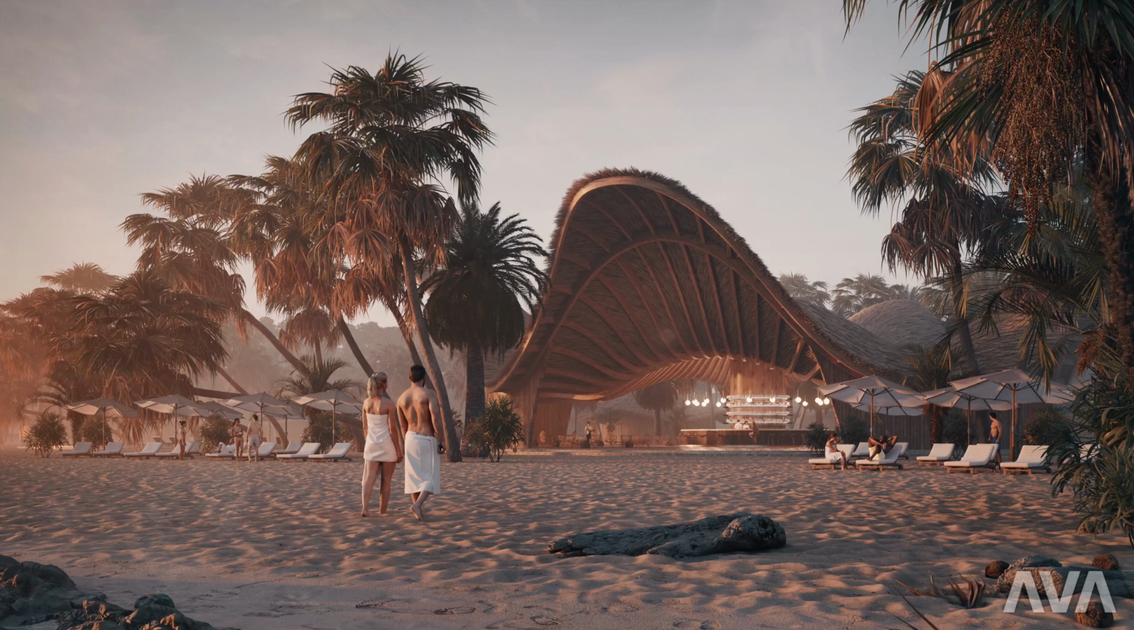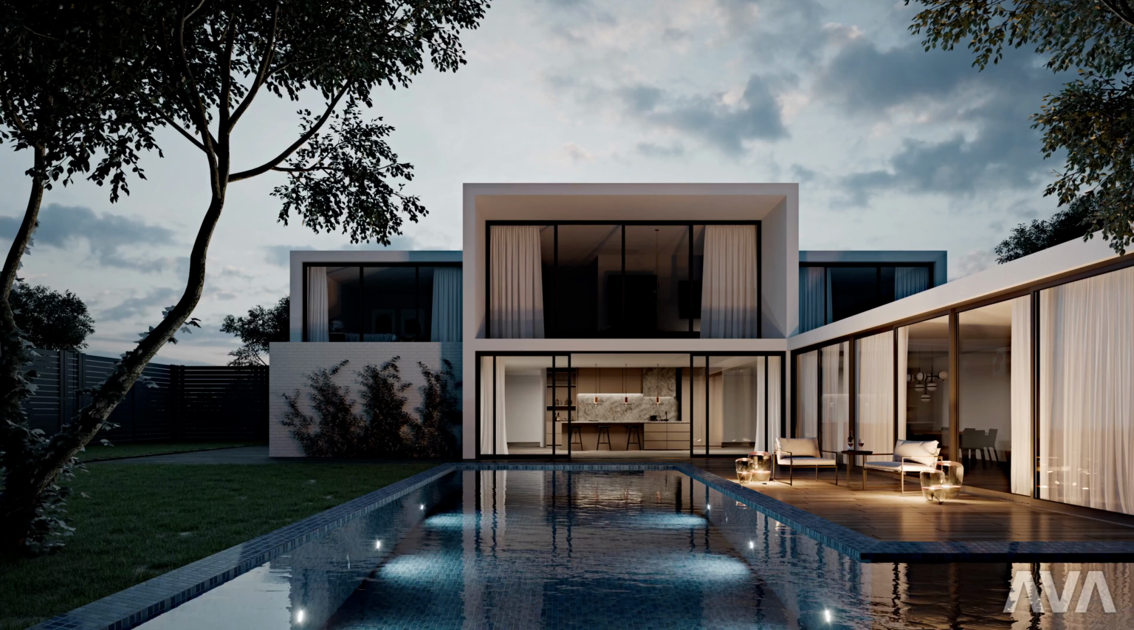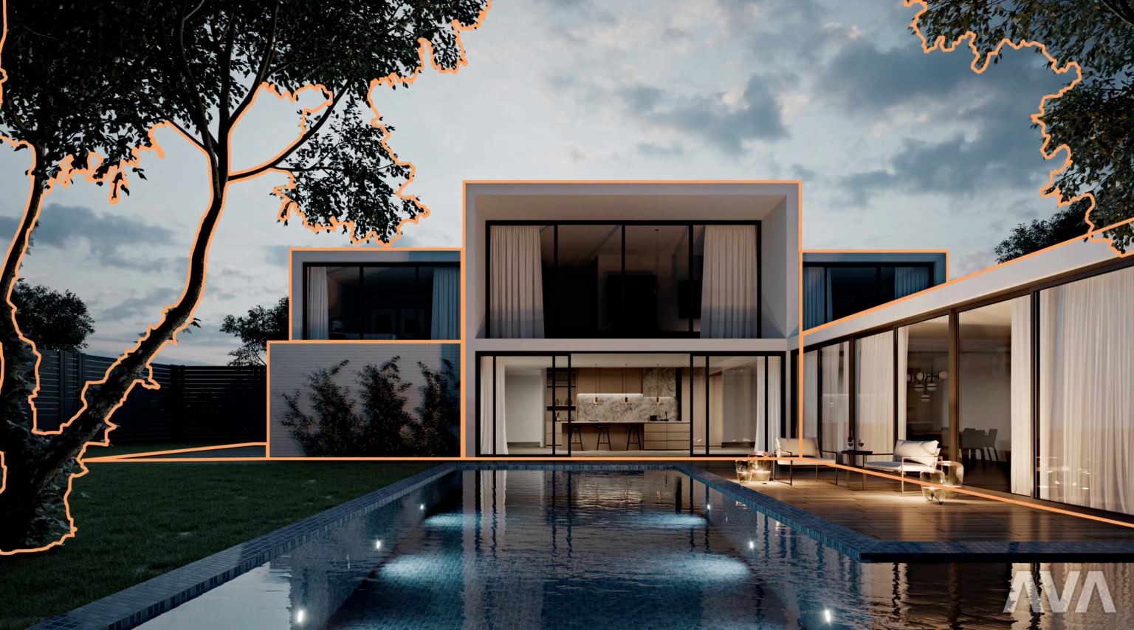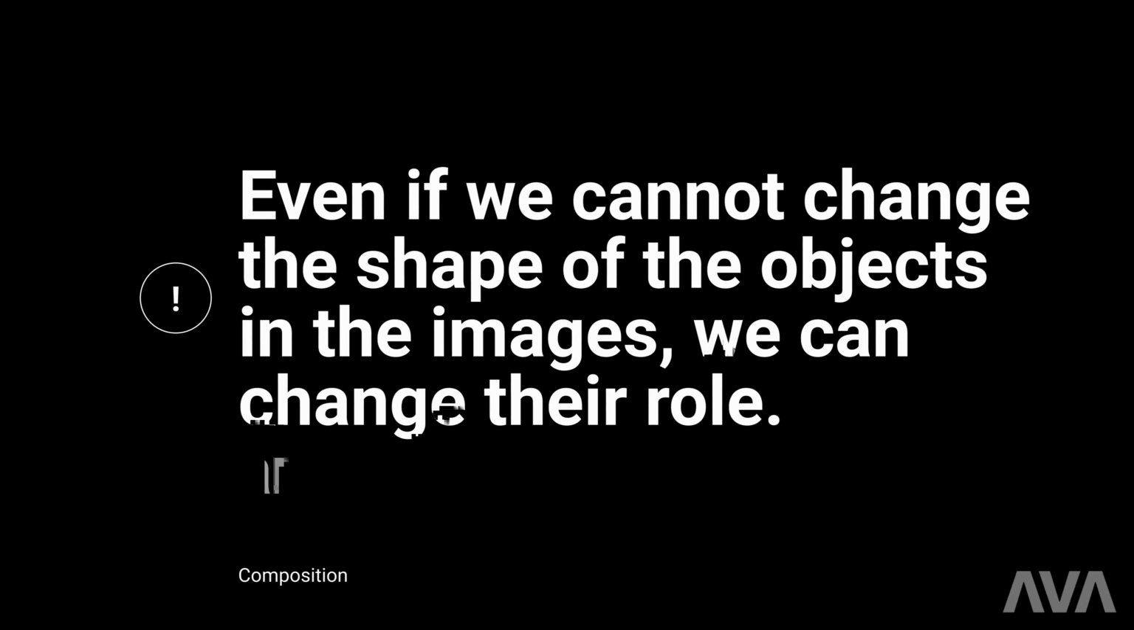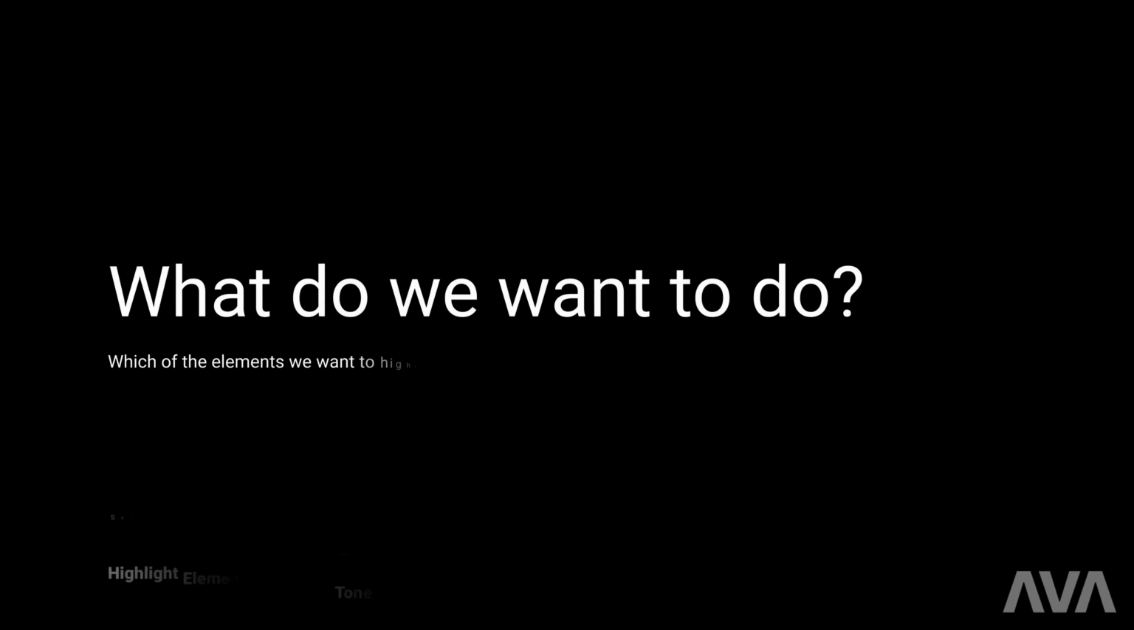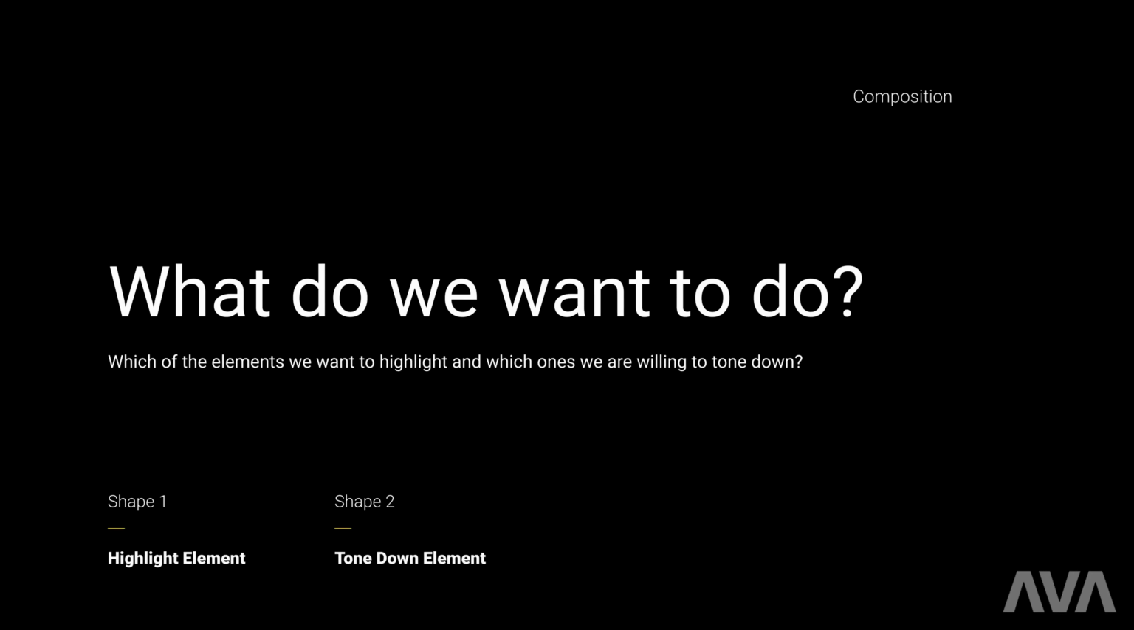Another aspect that we should consider when working on the composition are shapes and lines. We can unfold each image, even the most complex one, into simple shapes and lines. Even if we cannot change the shape of the objects in the images, we can change their role. Our role is to decide if we want them to be noticeable or rather subtle. We need to ask ourselves which of these elements we want to highlight, expose, and which ones we are willing to tone down.